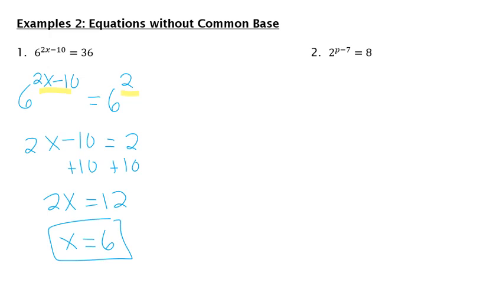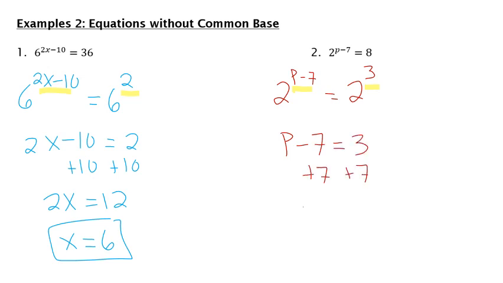And finally, for number 2, same idea. If we have 2 to the p minus 7, I'm going to try to rewrite 8 as base 2. So 8 is actually 2 to the third. And now you can see our bases are the same, so we're going to set them equal. And we're going to solve. And so our answer for that would be p equals 10.